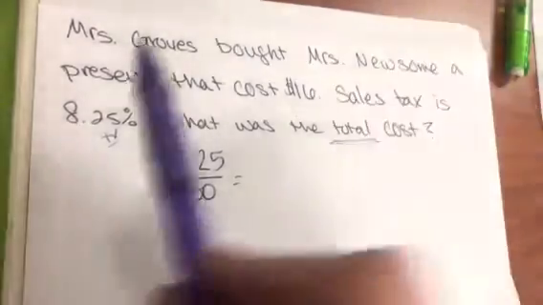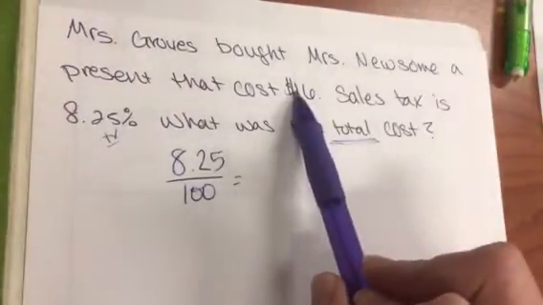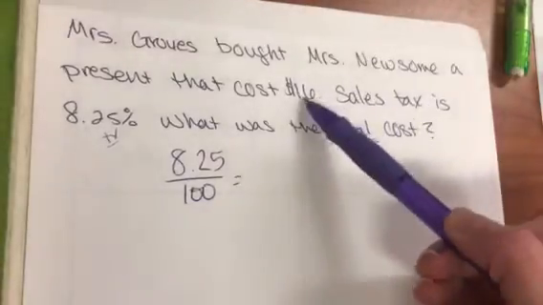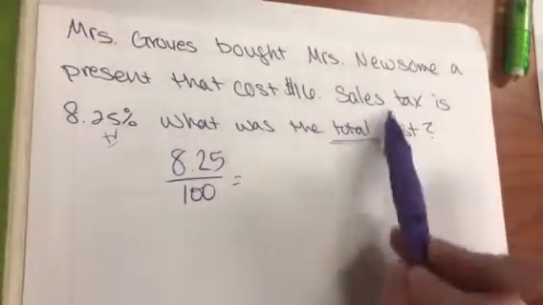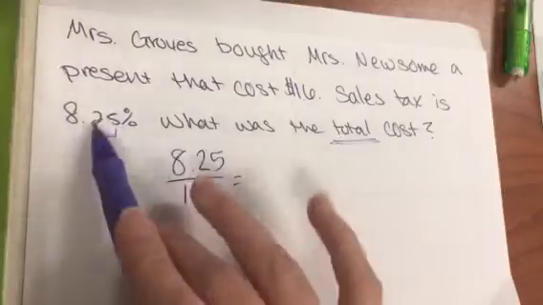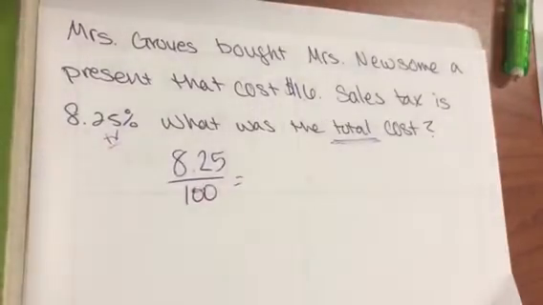Now the present costs $16. So isn't that the total? It cost a total of $16? No, because in Texas you have to add the sales tax to it. So we have to find 8.25% of 16 first. And then I'll explain the total cost.